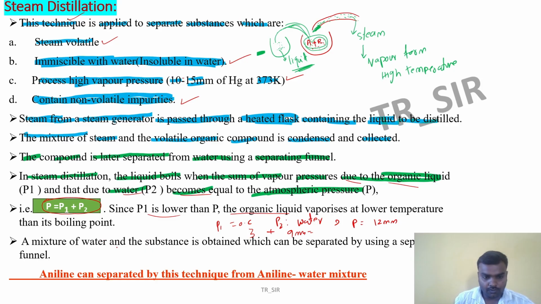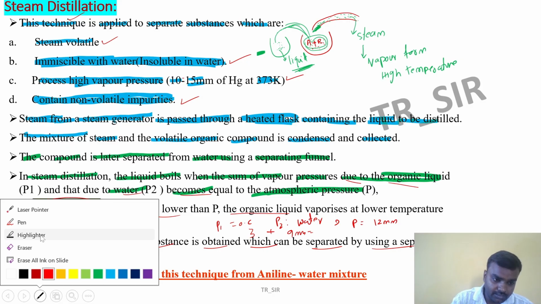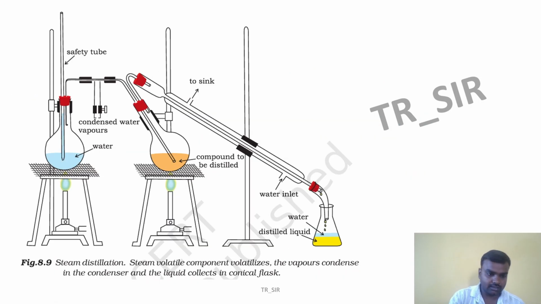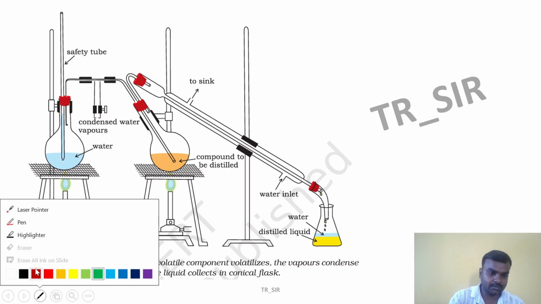Now, the mixture of water and the substance is obtained, which can be separated by using a separating funnel. So in this case, which one can we separate? Aniline can be separated by this technique from an aniline-water mixture. Now we'll see diagrammatically how the process takes place.